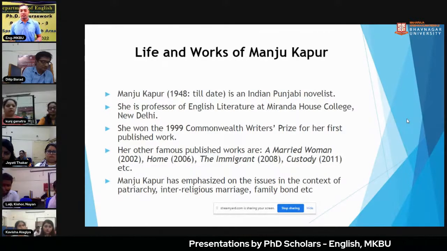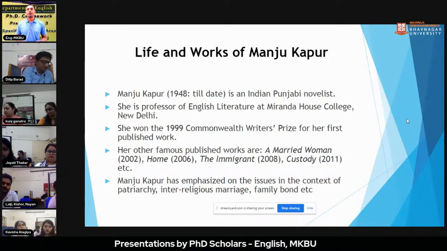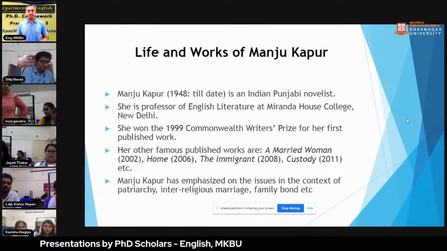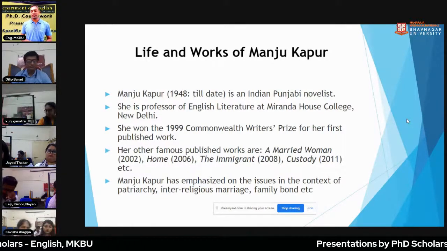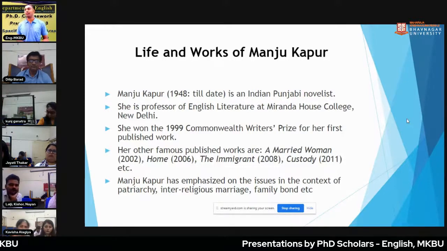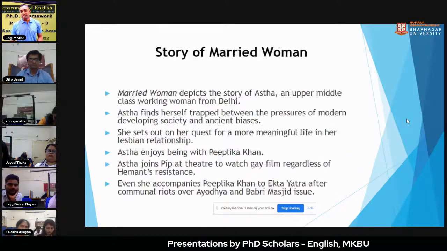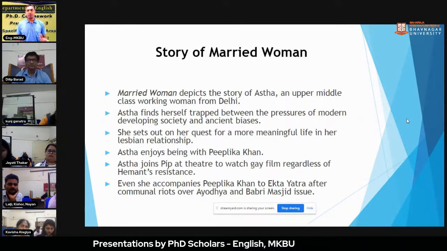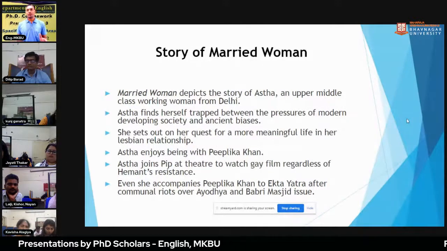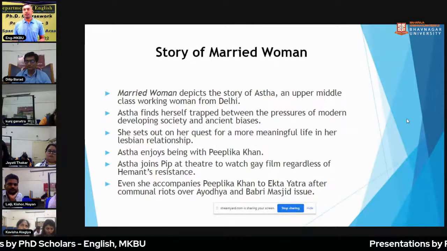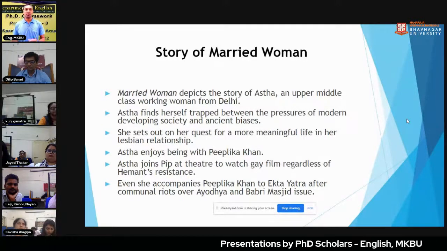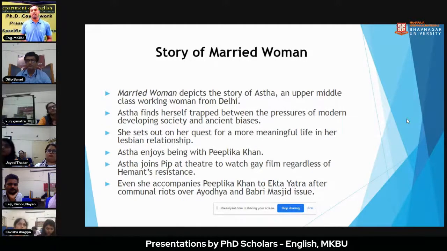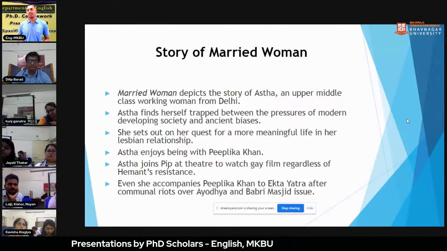Now, what are the issues that Manju Kapoor mostly touches? The issues are given below. The first is patriarchy, interreligious marriage, family bond, etc. Now, why did I talk about the rest of her novels? Because Manju Kapoor, in one of her interviews, which I have not given the link of, but if you type in YouTube, you'll find her interviews, very short, very precise and very substantial interviews.